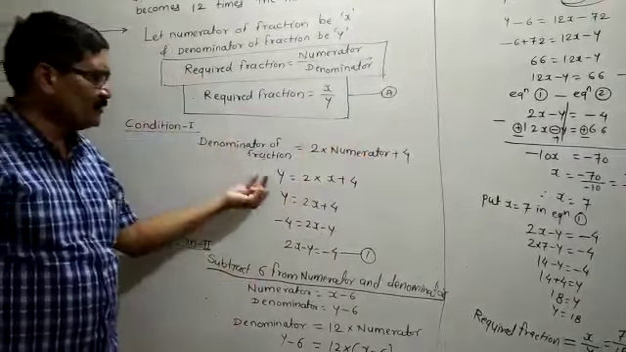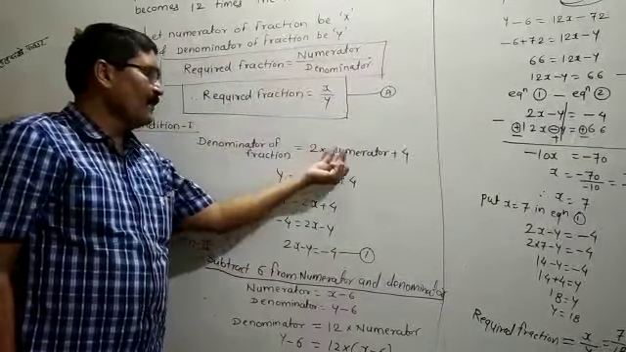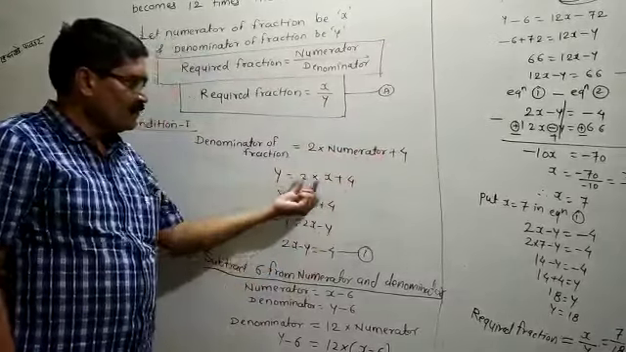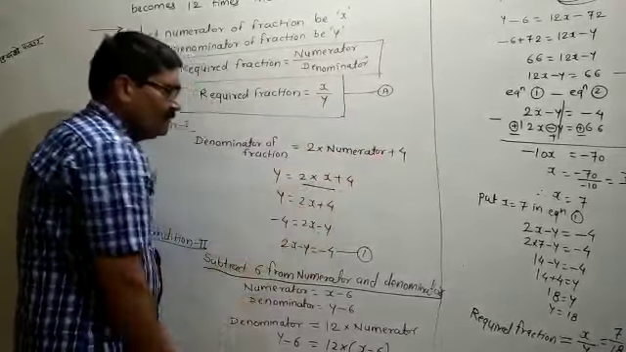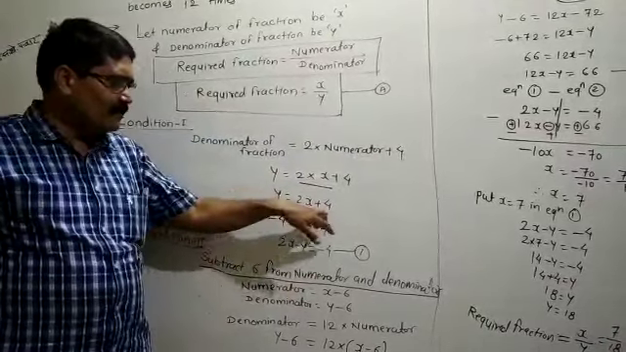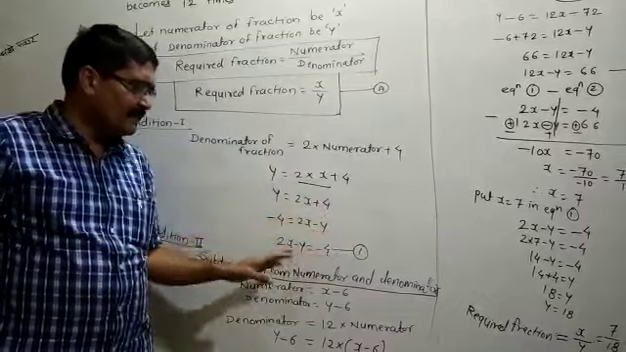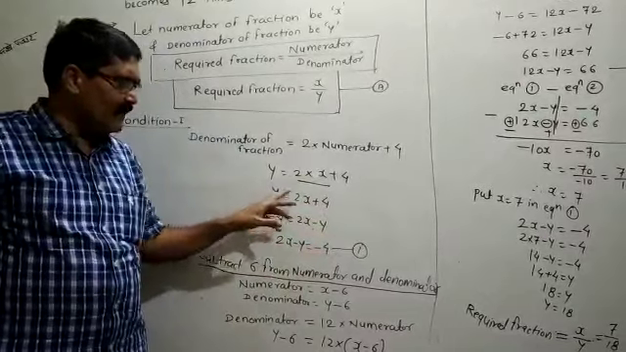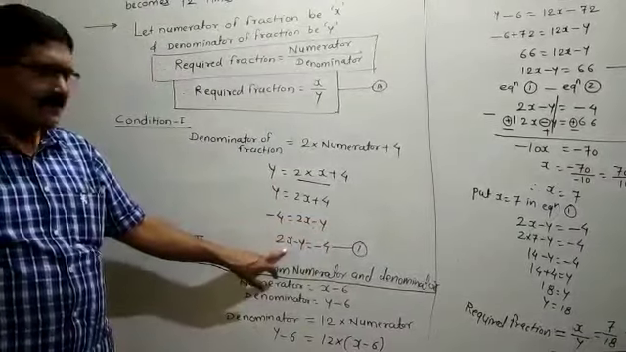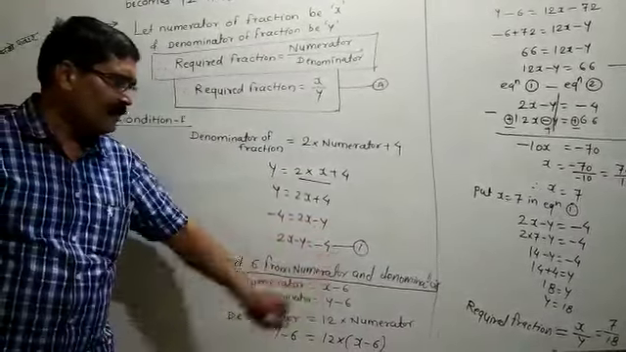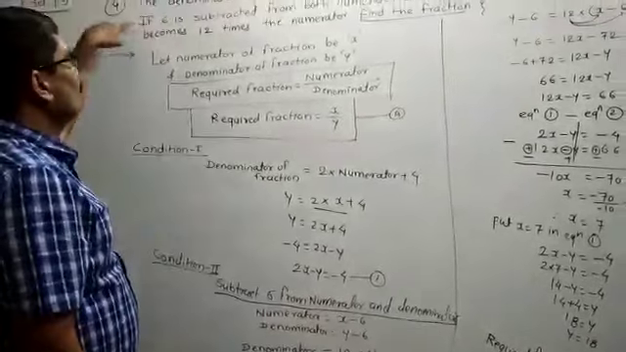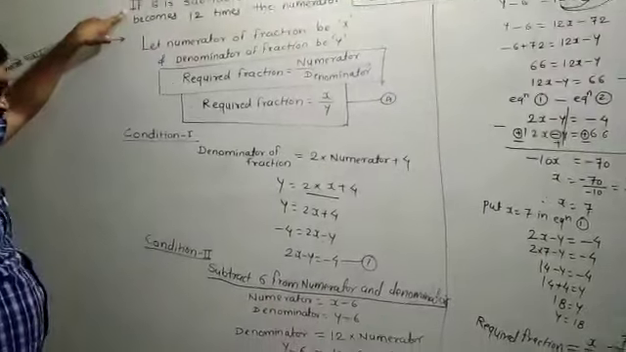And you have to put the values. Denominator is y, 2 multiplied by x, numerator is x, plus 4 as it is. 2 multiplied by x is 2x. Then y is equal to 2x plus 4. You have to transpose this 4 to this side and the variable terms to one side. Transposing y to that side, it becomes minus y. From that we get the first equation: 2x minus y is equal to minus 4.